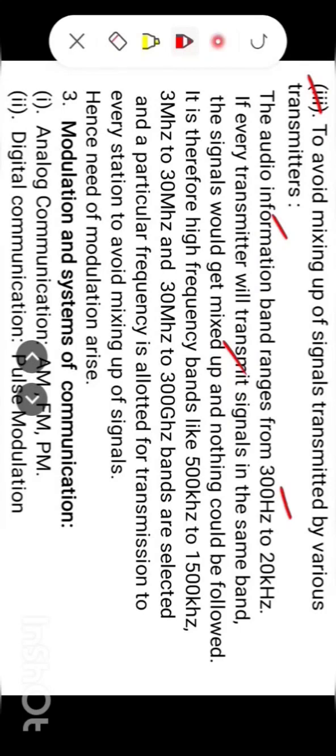Similarly, if every transmitter will transmit signals in the same band, the signals would get mixed up and nothing could be followed. It is therefore high frequency bands like 500 kHz to 1500 kHz, 3 MHz to 30 MHz and 30 MHz to 300 GHz bands are selected, and a particular frequency is allotted for transmission to every station to avoid mixing up of signals. Hence, need of modulation arise.